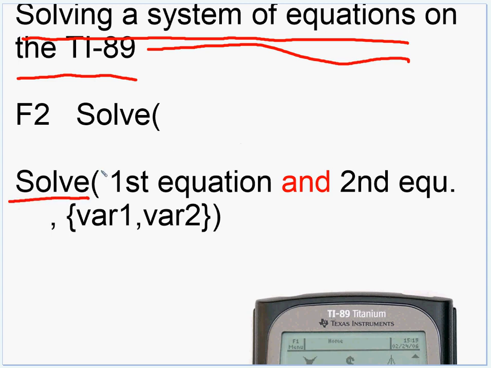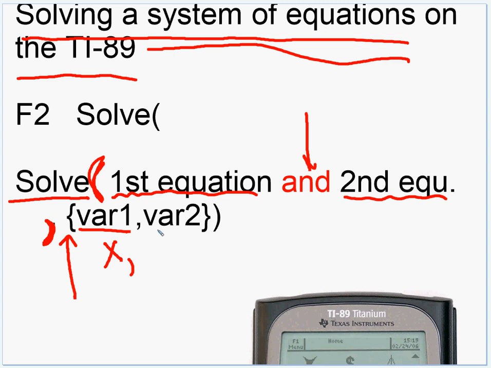We're going to have solve, and it will give you your left parenthesis. You will type in your first equation. We'll put in the word and. There's a couple ways we can get the word and. You'll type in your second equation, and then you'll give it a comma. And then we're going to use these braces, I think these are. Yeah, we'll do a left brace. You'll put in your variable 1, that's usually an x. You'll put in a comma. You'll put in your variable 2, that's usually a y. You will end the braces, and then at the very end, you will close the parenthesis. Here was our opening parenthesis. We will have our closing parenthesis at the end.